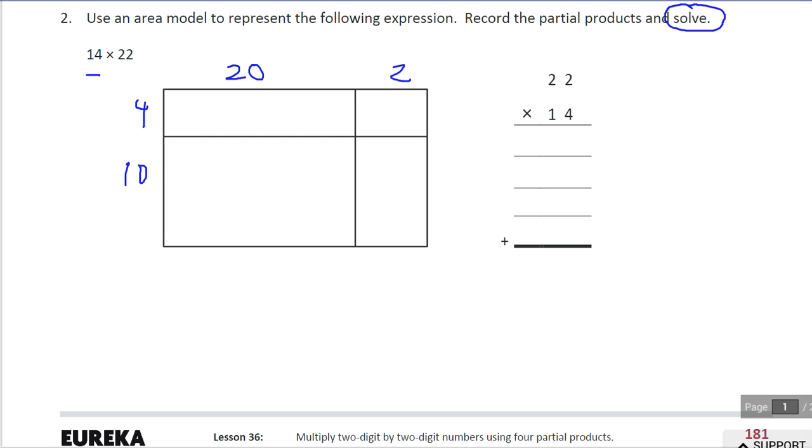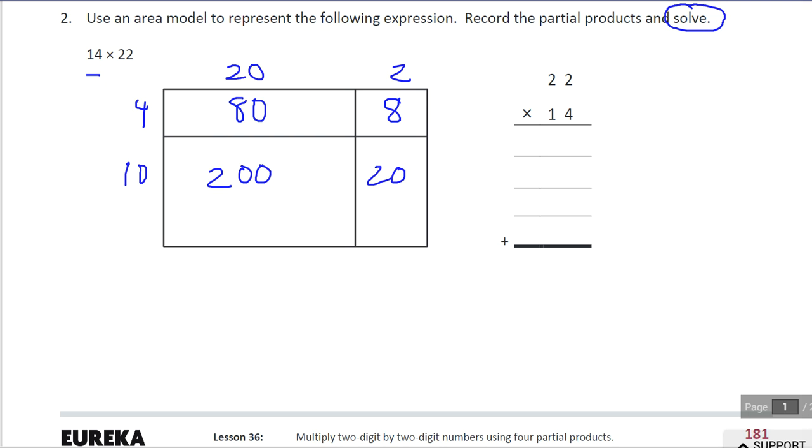What's 4 times 2 tens? That's going to be 8 tens, or 80. And 4 times 2 is 8. Then we have 2 tens times 1 ten, which is 200. And finally, we have 2 times 1 ten, which is 2 tens, which is 20. So how do we record this? Let's record this by our smallest unit first, our 4 times 2.